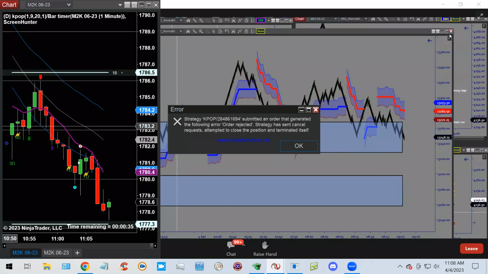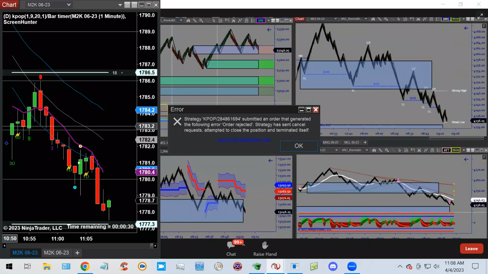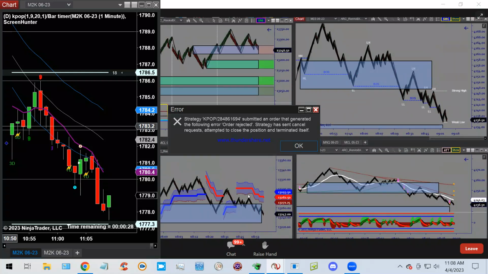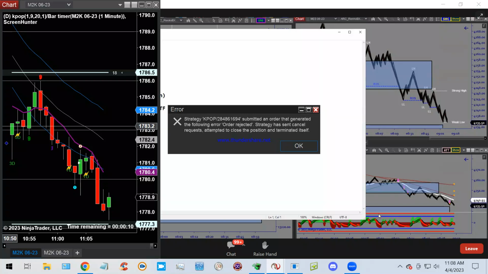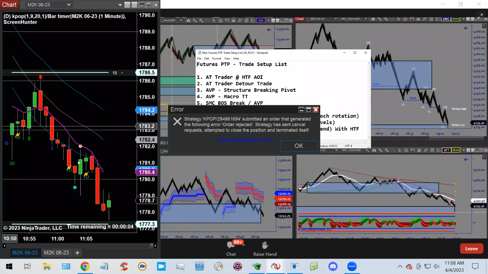Because you got to remember, if you come into the market today and you think that every single time you get to a key level that you're always going to get a boss break or you're always going to get a perfect AT trader setup, you're setting yourself up for a disappointment. What needs to be happening is you need to understand the trades that are available to you. So what I did was I made a list.